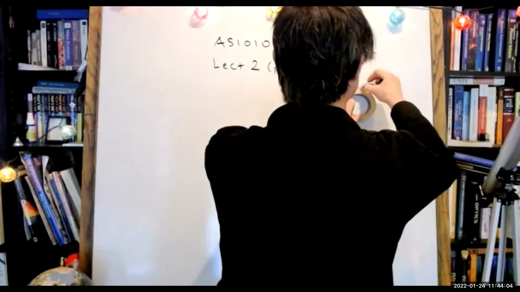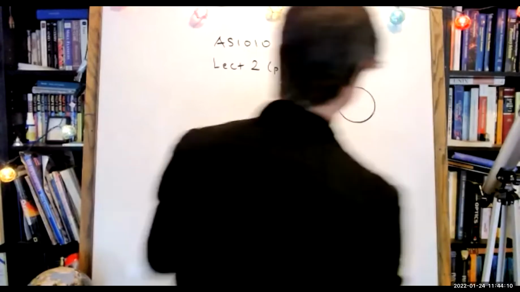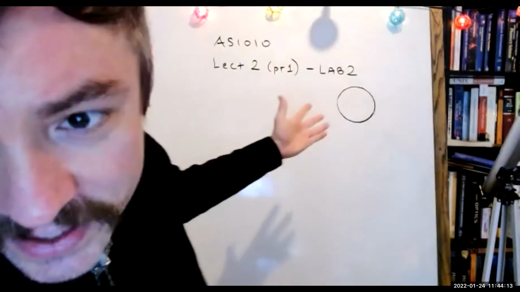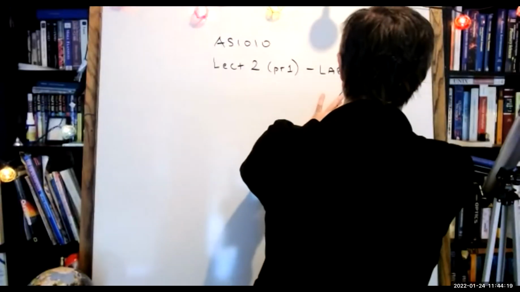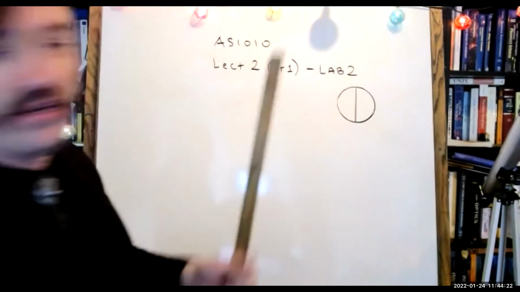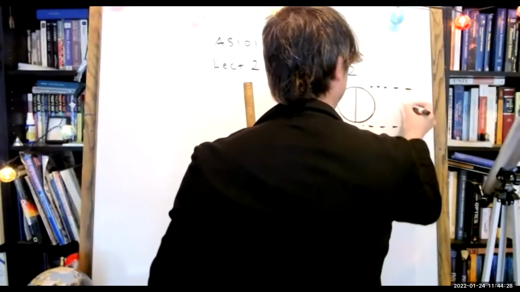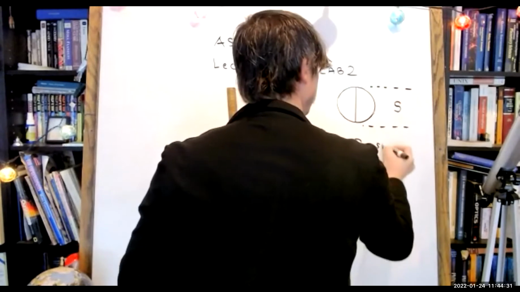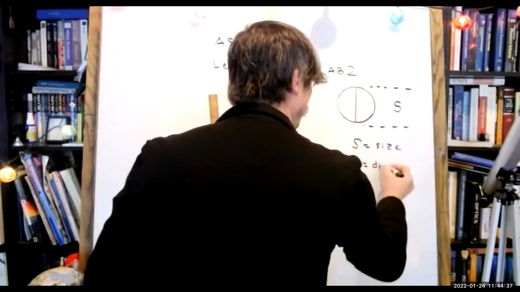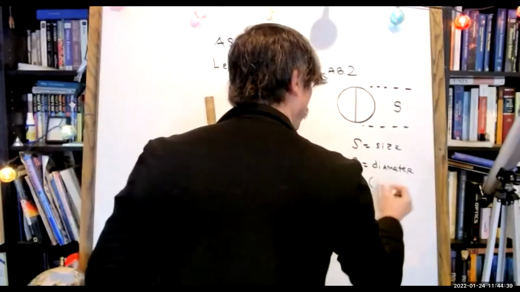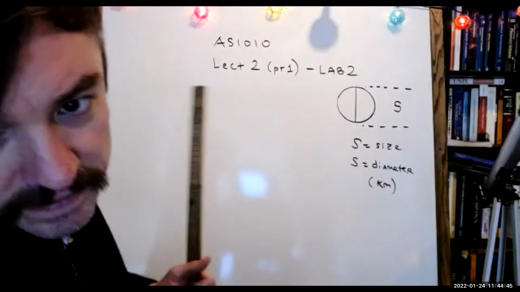There is an object in your sky. It could be a moon or a planet. It could be the sun. It could be some astronomical object, which is almost always going to be a sphere. That object has a true physical diameter. The letter we use for the diameter of a planet or a star in this class is S. You can think of S as standing for size, or for the diameter. For now, we're going to measure those diameters in kilometers.